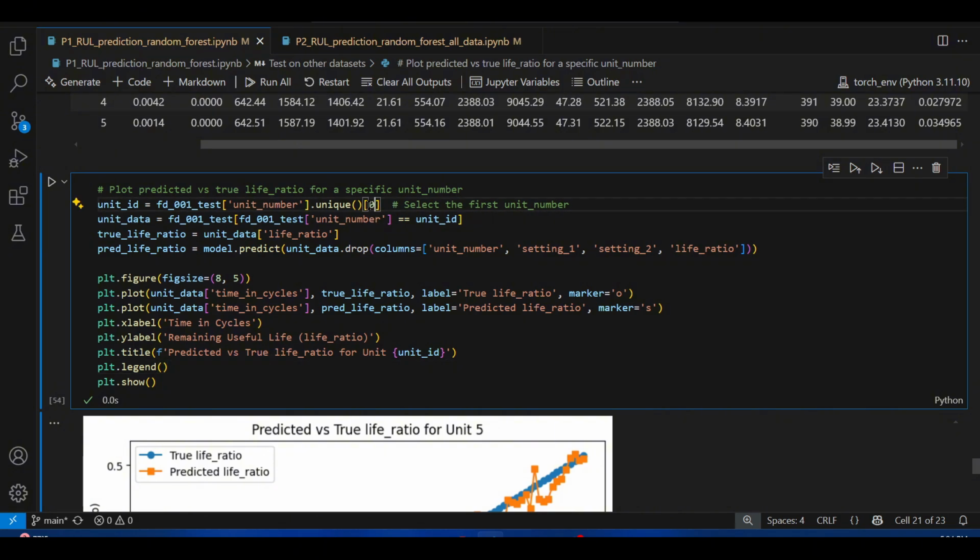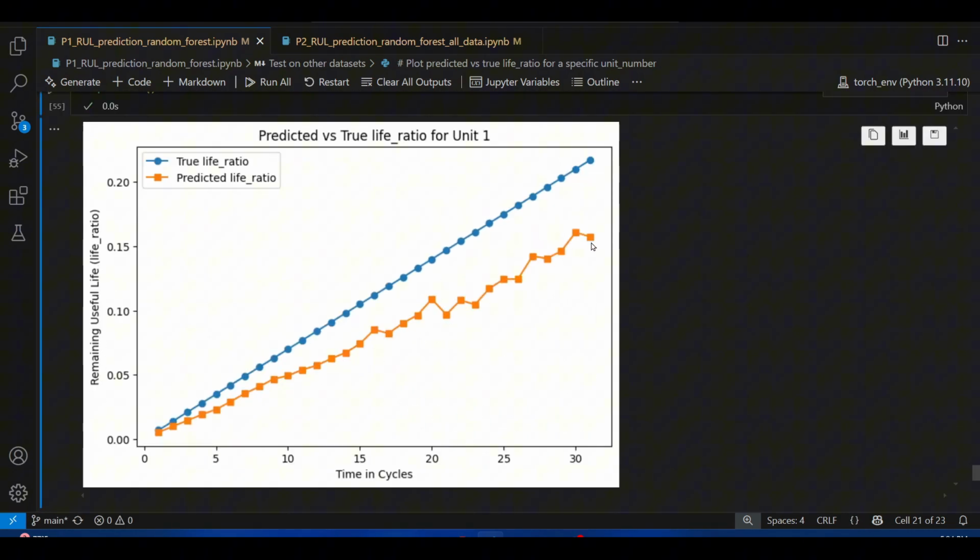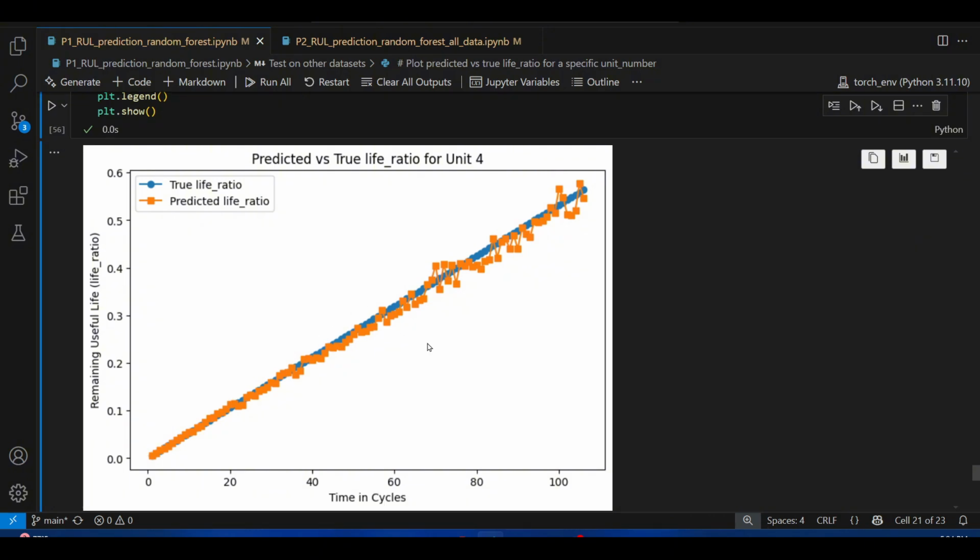I think we can do the first one. Yeah, for the first one, it's not very good. You see at the starting it's pretty close, but towards the later part it diverges. Yeah, for some it's good, for some it's bad.